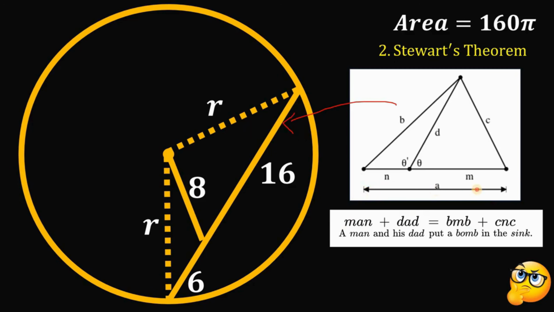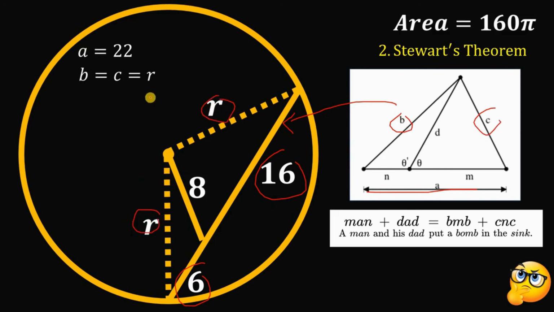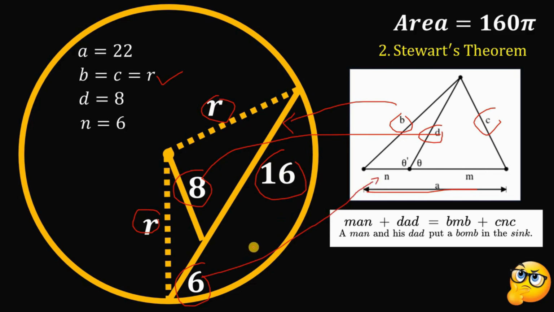So we can say that the length of A in our figure must be equal to 6 plus 16, or simply equal to 22. Next, we know that B and C on our figure must be the radius, so B must be equal to C must be equal to R. Next, D must be equal to 8. Here it is, this is D. And N must be equal to 6. This is N. And M must be equal to 16.